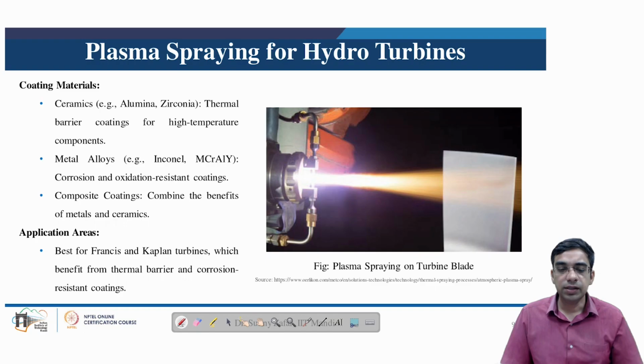Various materials are used in plasma spraying. They include ceramics such as alumina and zirconia. Thermal barrier coatings may also utilize such materials for high temperature components. Metal alloys such as Inconel or MCrAlY coatings may also be used for corrosion and oxidation resistance, and sometimes we may also utilize composite coatings like cermets, which give combined benefits of metal and ceramic. These are best suited to Francis and Kaplan turbines, which benefit from thermal barrier and corrosion resistant coatings.